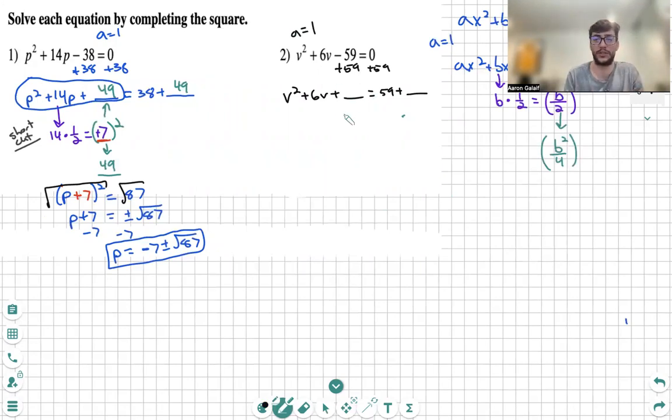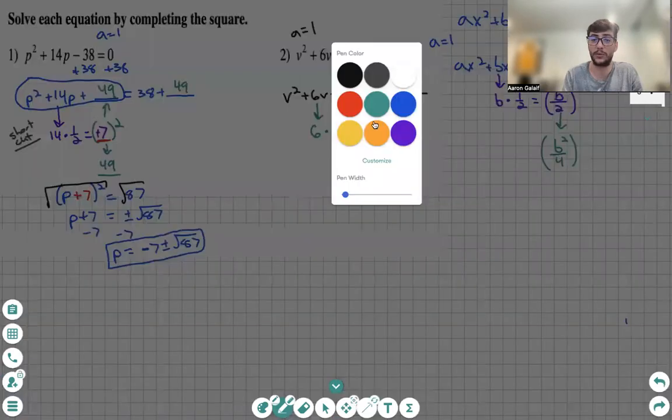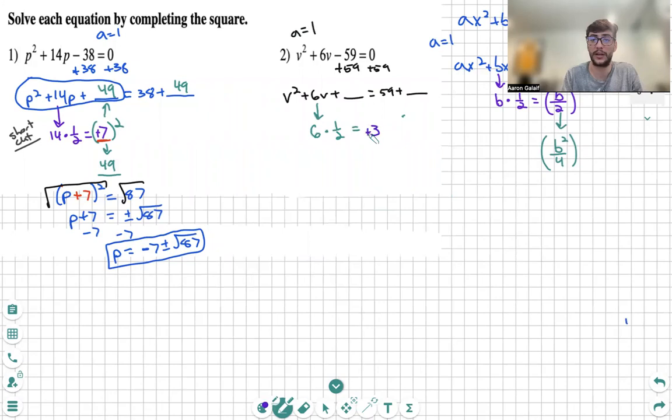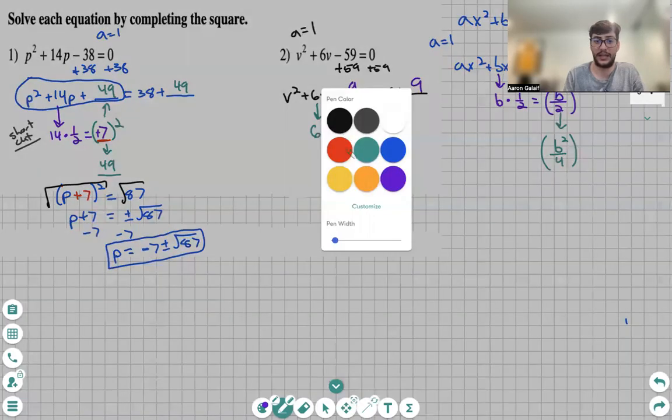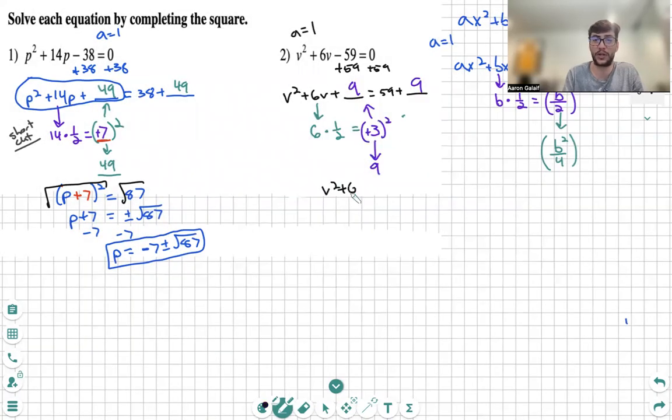So next, we are going to bring down my B. 6 times 1/2 is equal to 3. Square it, it comes down, becomes a 9. Now the square term goes back up. And let's rewrite this without the shortcut. I would just rewrite everything we have. 68, I believe. Let's just double check. Yes.